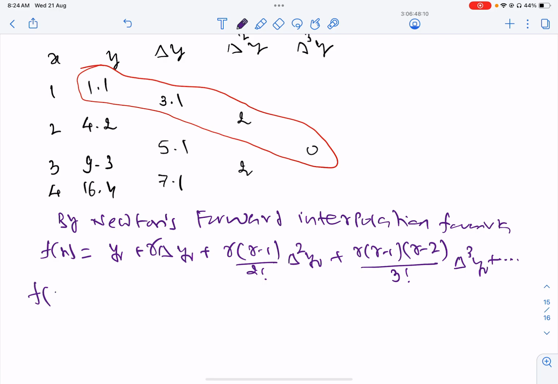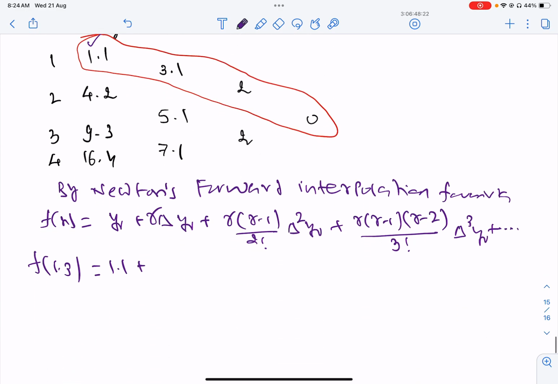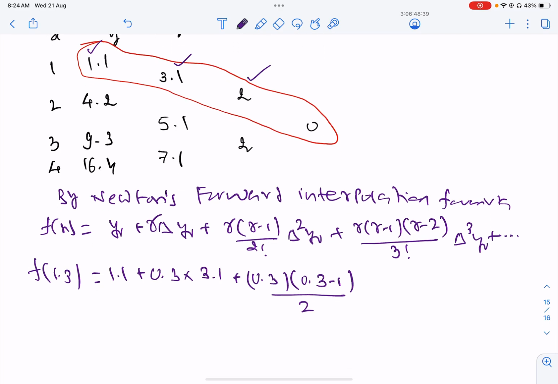So now we want to find the value at 1.3. So f of 1.3, y0 is 1.1. R, we already found R, that is 0.3. So plus 0.3 into delta y0, it is 3.1, plus 0.3 into 0.3 minus 1 by 2, and del square y0 is 2, plus r into r minus 1, r minus 2 by 3 factorial del cube y0, but del cube y0 is 0, so we write this as 0.